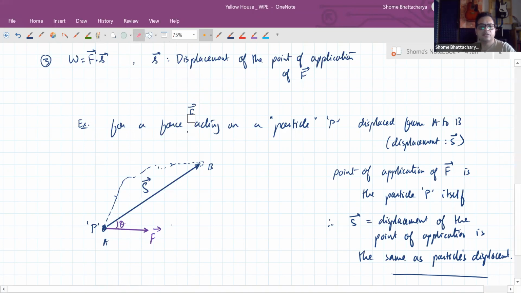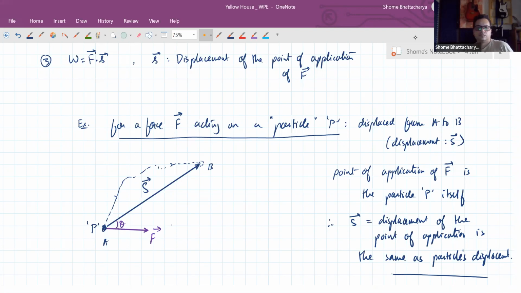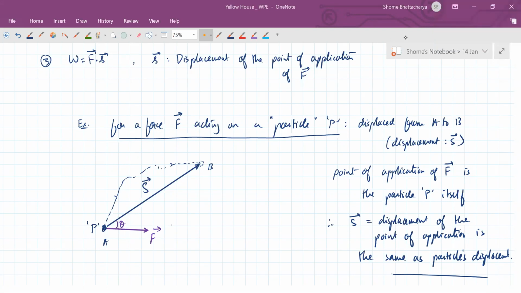But when the force is acting on a rigid body, the situation might be a little bit more complicated, which we'll come to in the next example. Yeah, Kanishk, I'll take you back to the CGS unit, but first just note down this part. CGS unit was erg, so we'll come back to that. Just note down this example and this section first.